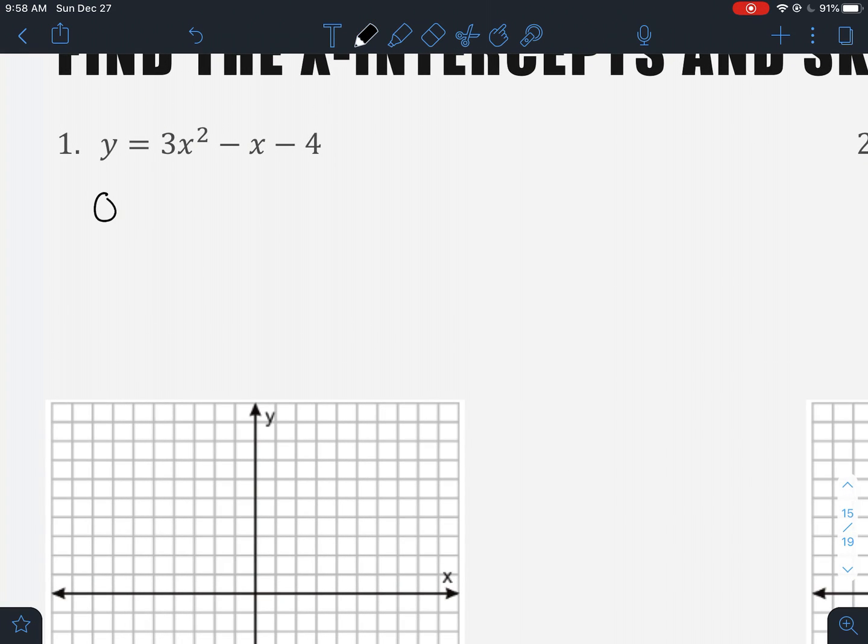All right, let's look at 2 more examples. Y equals 3x squared minus x minus 4. So our first step is let y equal 0. So 0 equals 3x squared minus x minus 4, and then we'll factor and solve.